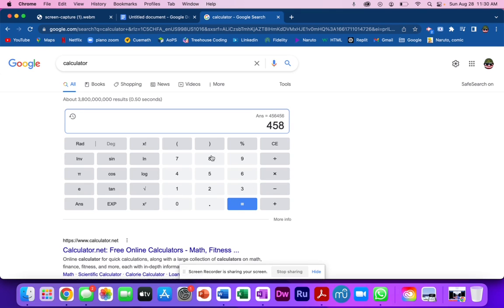456. 763. 735. Anyways, this is just quick computations.